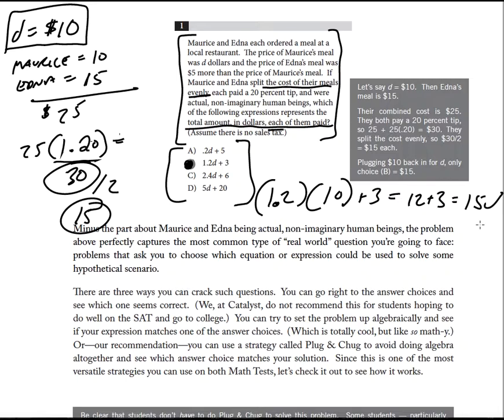And then you also might get the question, what if we didn't select D equals 10? What if we selected some other number? That's the beauty of plug and chug, of this strategy. It can work for any number you pick. The only numbers you really don't want to use are 0 and 1 because they can mess up your problem. You want to make nice, easy numbers.